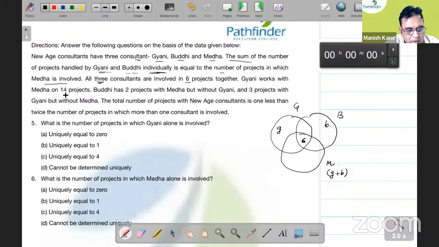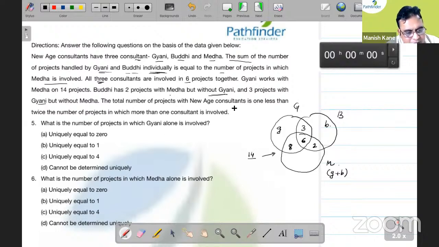Jnani works with Medha on 14 projects. So Jnani and Medha, this region, is 14 projects. Out of these, 6 have all three working. So 8 have only Jnani and Medha working, but not Buddhi. Buddhi has 2 projects with Medha without Jnani, and 3 projects with Jnani but without Medha. Now we have filled the central section.